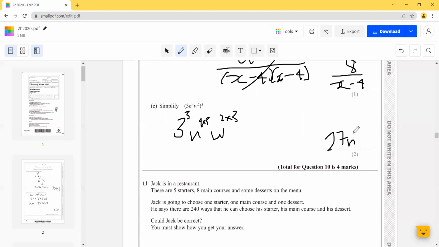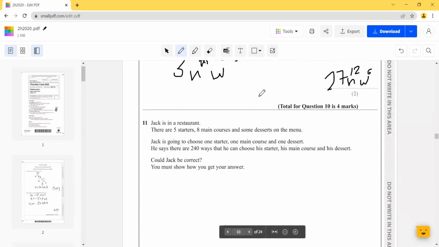Sometimes people make mistakes and they actually write the power of, for example, n as 64 because they think it's 4 cubed as the power, but it's not. You're just multiplying the values. So in this case, you'll have n to the 12th power and w to the 6th.